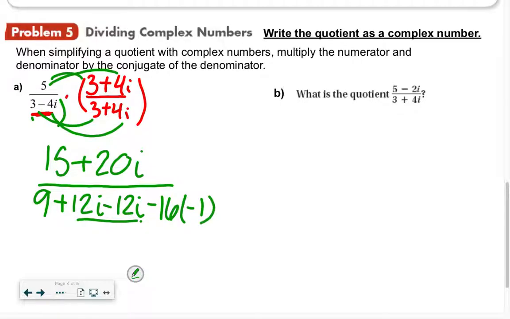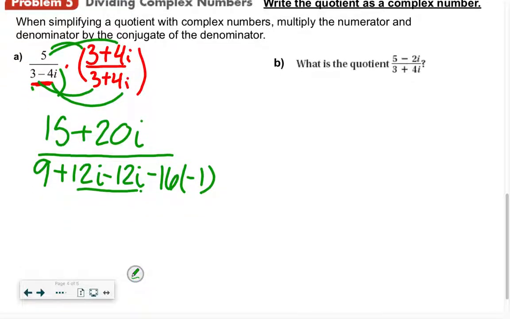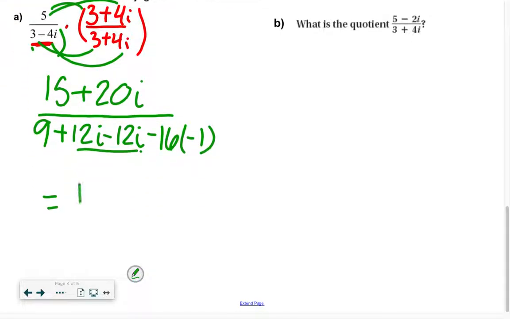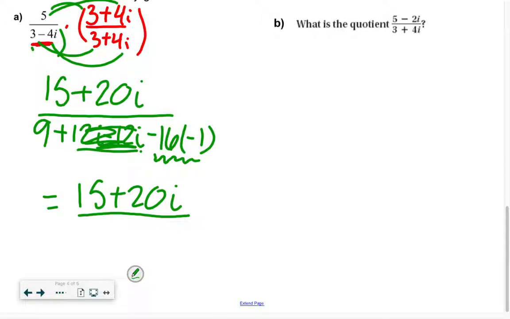Okay. So next step, we're going to leave the top part, 15 plus 20i. Bottom part, we said this part cancels. Now I just have to figure out what happens here. That's plus 16. So I have 9 plus 16, which is how much? 25. So your bottom now becomes the nice part. Questions on that step? We got one more.